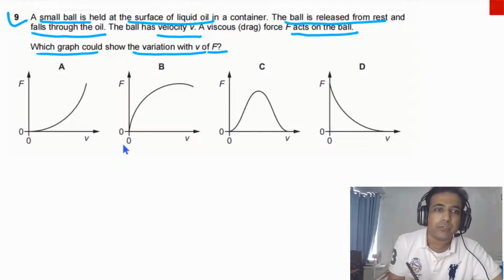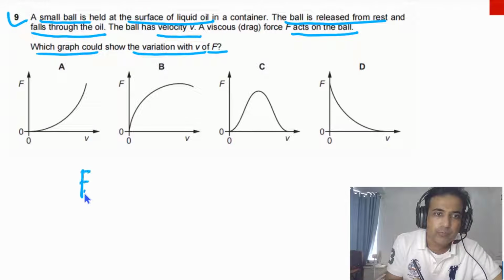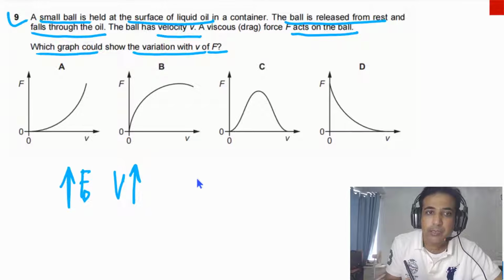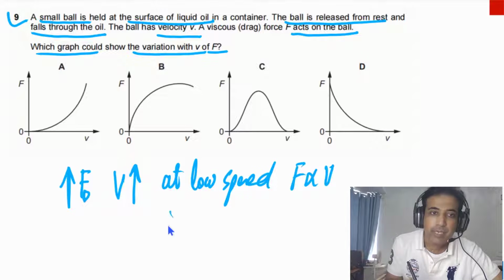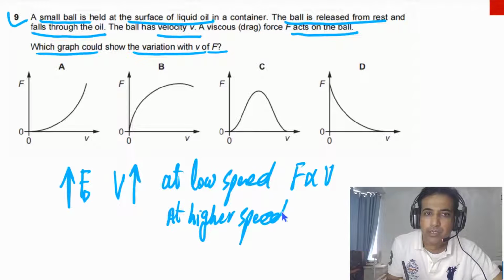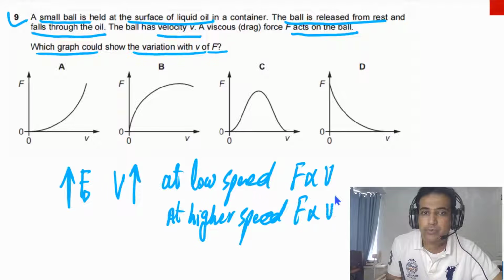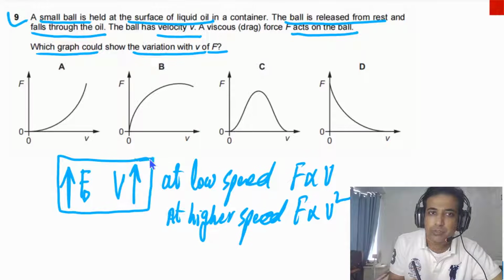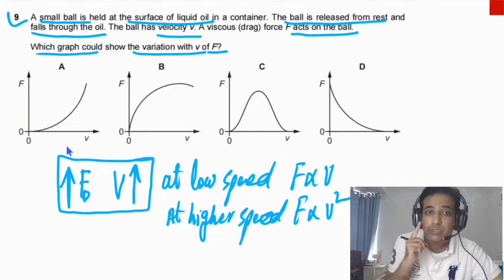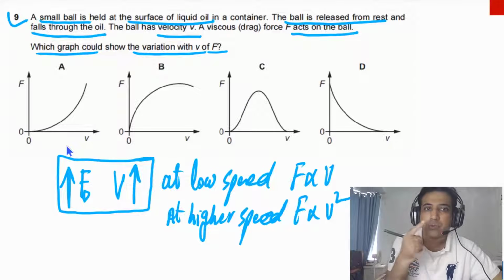For this case, we simply need to understand that for viscous force, this drag force increases with speed. So as speed increases, drag force will also increase. At low speed, F is directly proportional to v, and at higher speeds, F is directly proportional to v square. Or simply, you can understand that drag force increases with speed. So drag force has to increase with speed. As speed is increasing, it has to keep on increasing.